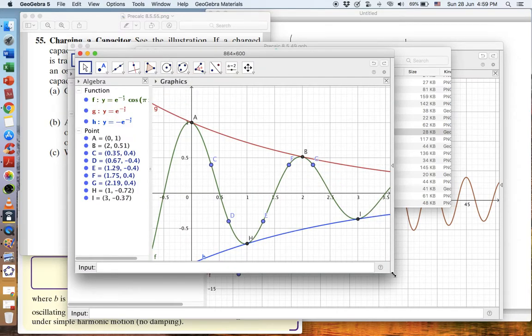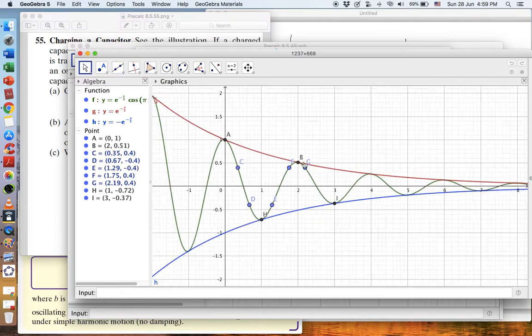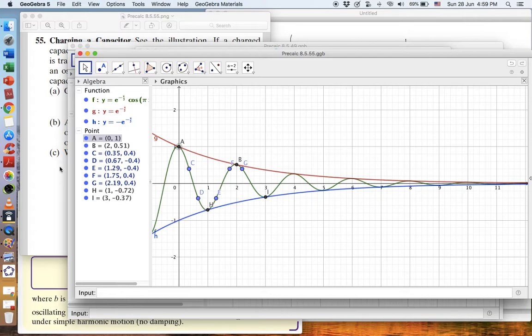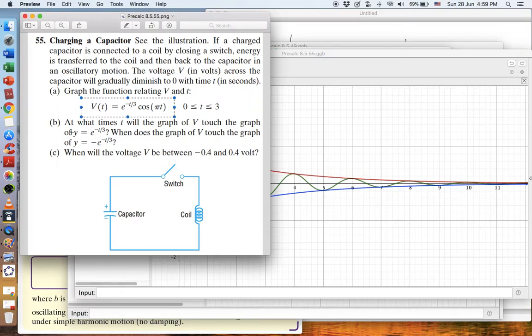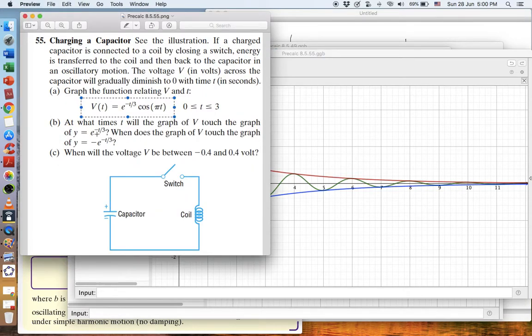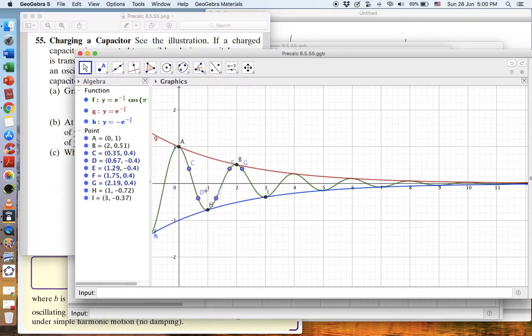So here we have another damping function. This one is a capacitor. Last time we had a spring or a pendulum. We can start the capacitor. We can see the capacitor starts with a voltage of 1, right? 1 volt. It's very few volts. At what times t does the graph of v touch the graph of e to the negative t over 3 and negative e to the negative t over 3?